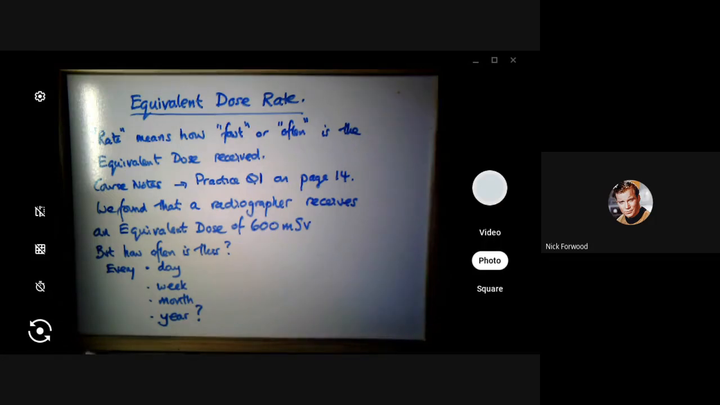So this rate thing is over what length of time period do you spread this equivalent dose. It's more dangerous to have this every single day than it might be to have this every year, for instance. So it's important that we know what time period we're talking about. Okay, so that's the end of the first page. I'll be rubbing that out. Pause if you need to get a screenshot, save it, print it out later.